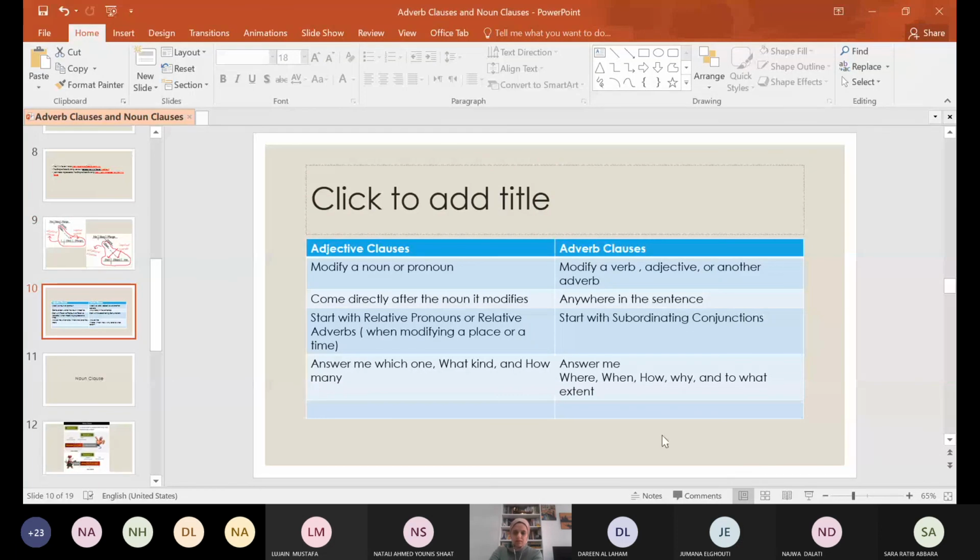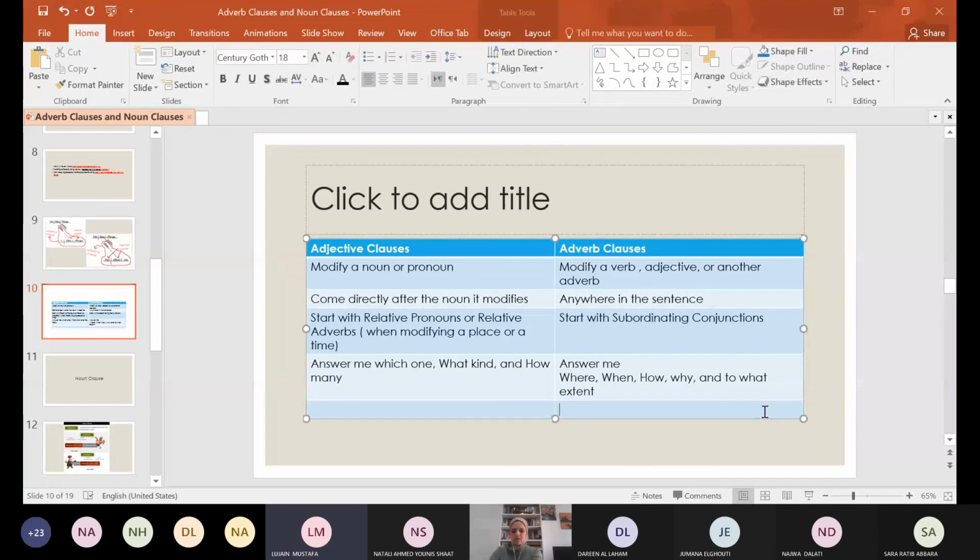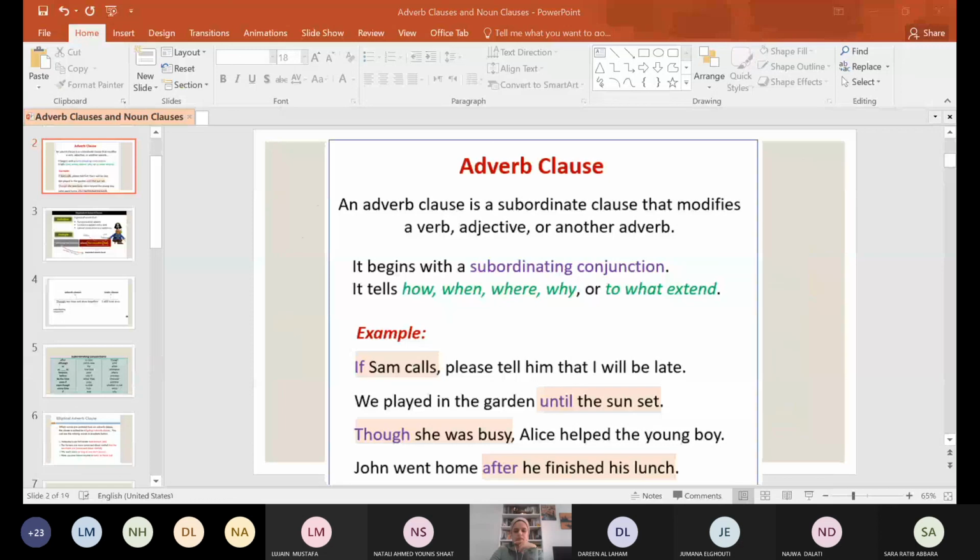Understand? Yes. Okay, I will add the sentence that I eliminated. When we start with an adverb clause, we add a comma. Here it is. Okay, we will continue the noun clause on Sunday, inshallah, before the literature class.